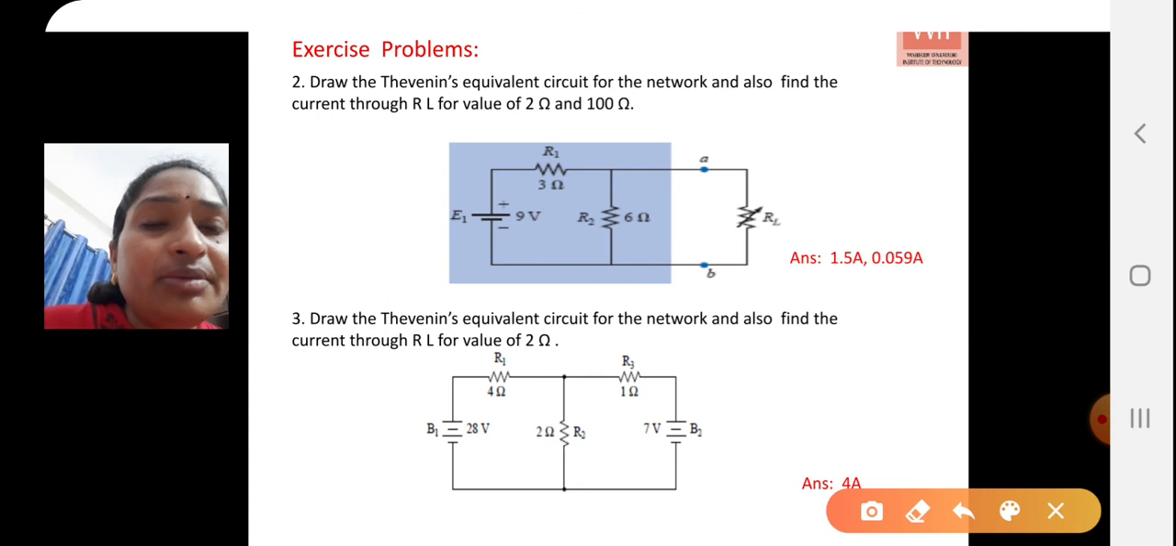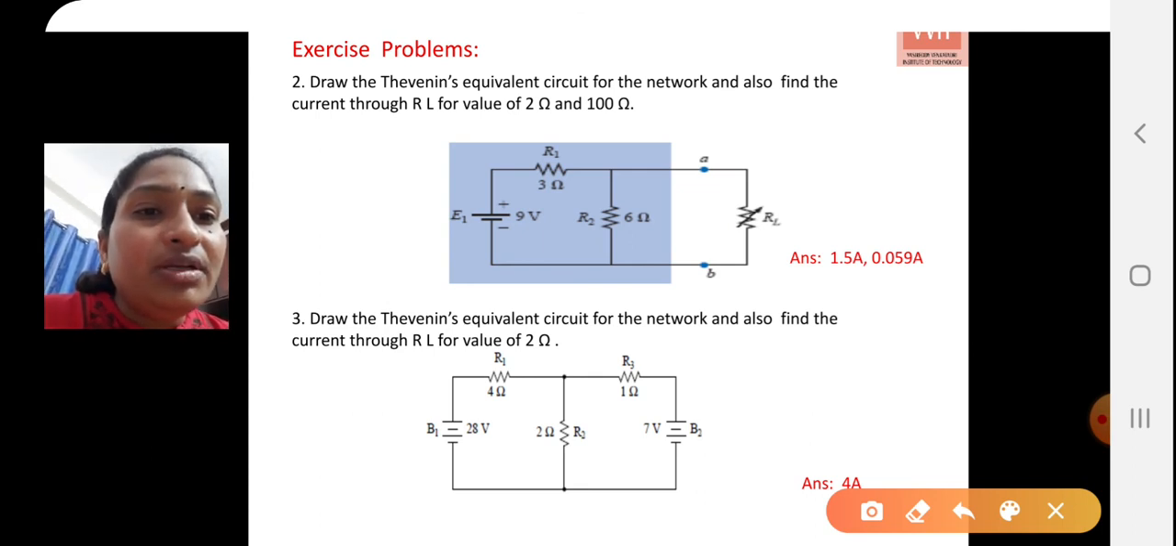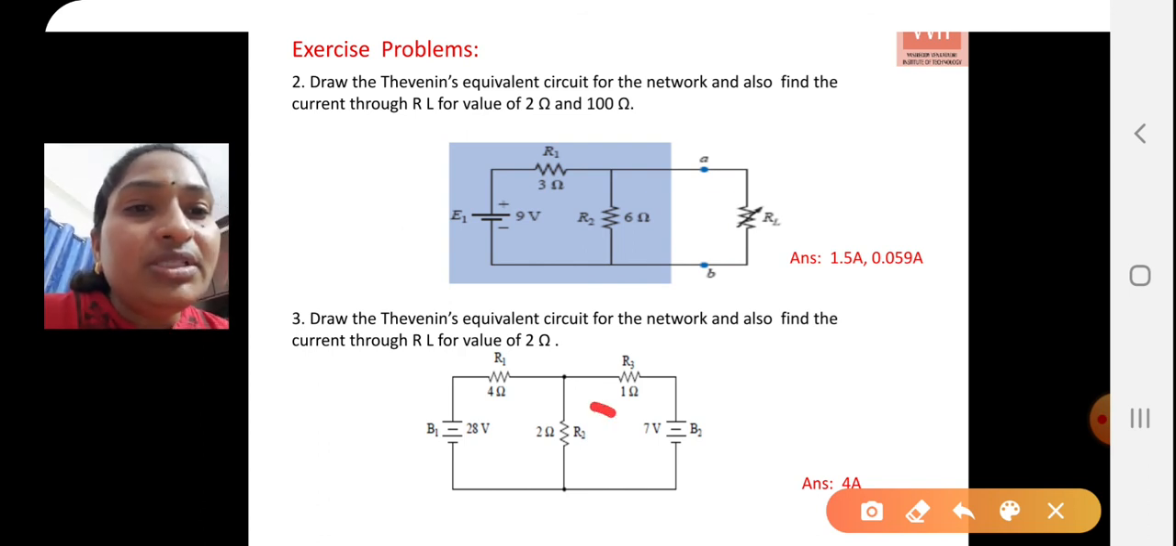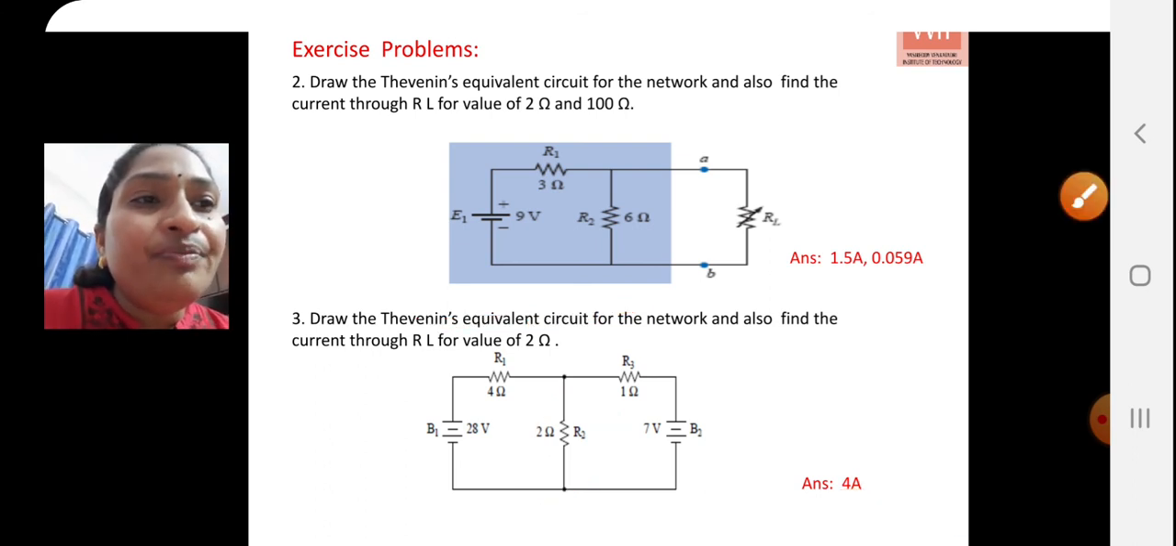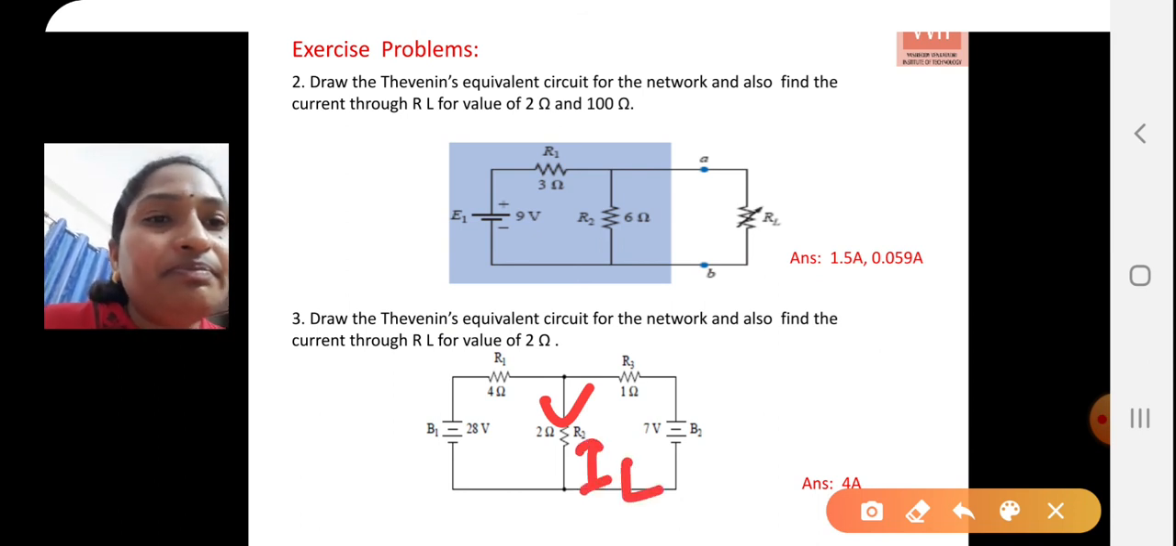And coming to the second problem, here this is the given network. For this network, calculate the current flowing through this load resistance of 2 ohms using Thevenin's theorem. For that also you have to draw the Thevenin's equivalent circuit, and then after getting the simplified Thevenin's equivalent circuit, reconnect this load resistance branch and then calculate the current IL flowing through this branch using Thevenin's theorem.